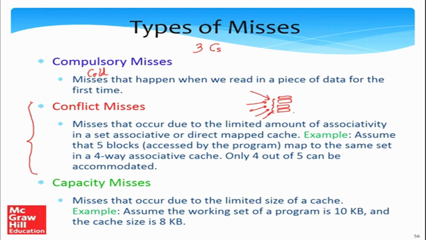And what is happening? There is a conflict. There is an address conflict inside a set. So this is known as a conflict miss.